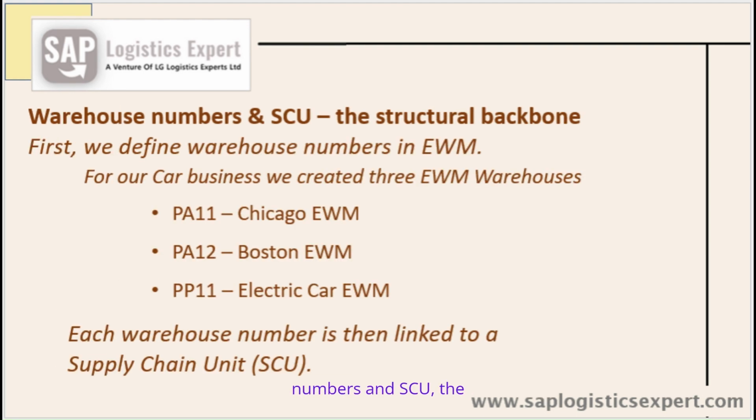Let's talk about warehouse numbers and SCU, the structural backbone. We created 3 EWM warehouses for the car business: PA11, Chicago EWM; PA12, Boston EWM; PP11, Electric Car EWM. Each warehouse number is then linked to a supply chain unit, SCU.